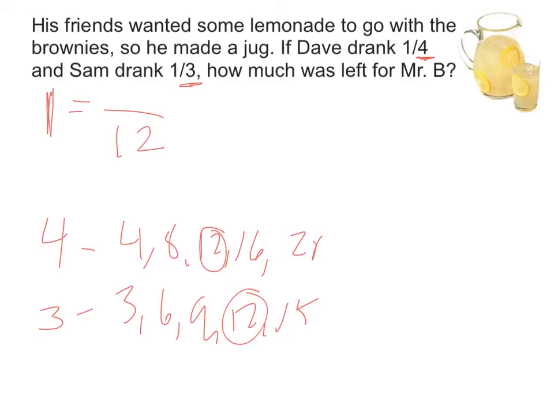So that 1 is actually going to be 12 twelfths. So you can think maybe there's like 12 servings in there, and all 12 servings are available right now.